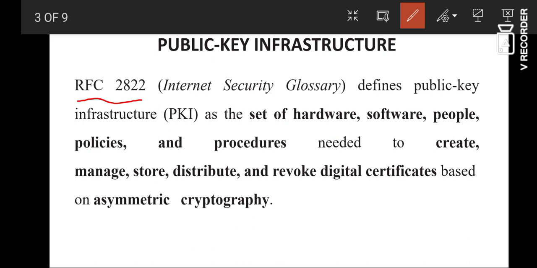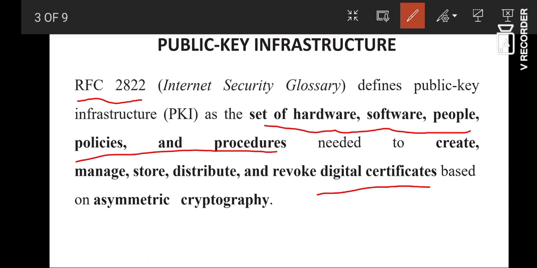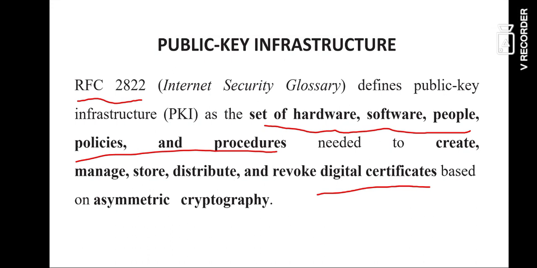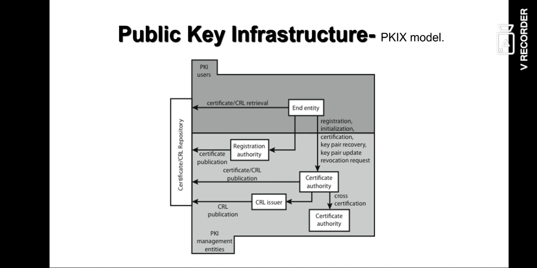It tells that PKI is the set of hardware, software, people, policies and procedures. Why we need these things means they all are needed to create the certificate, to manage the digital certificate, to store the digital certificate, to distribute the digital certificate, and for revoking the digital certificate. This PKI is completely based on asymmetric cryptography. Asymmetric cryptography is nothing but we use two different keys, one for encryption and the other one for decryption. Next we move on to the PKIX model.